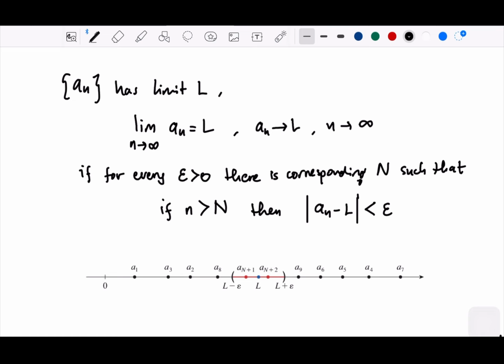What is epsilon? Epsilon is a small gap that bounds the difference between an and L, and the difference between an and L is always smaller than that. It's as if, when we look at the limit and want something equal to 1, we could say 0.999999, right? Something like that.